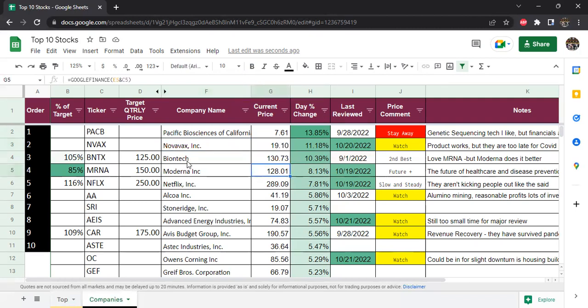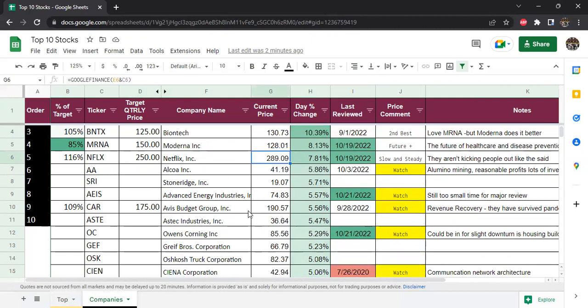Moderna, yeah, it was a big biotech day apparently, right? And Netflix reporting, I talked about Netflix yesterday. They aren't kicking me out, and that is helping them because they also took a massive drop. I didn't review Alcoa. Avis continues to blow through it. I have to raise this. I'm sorry, I haven't looked at their financials today, and I will do that.